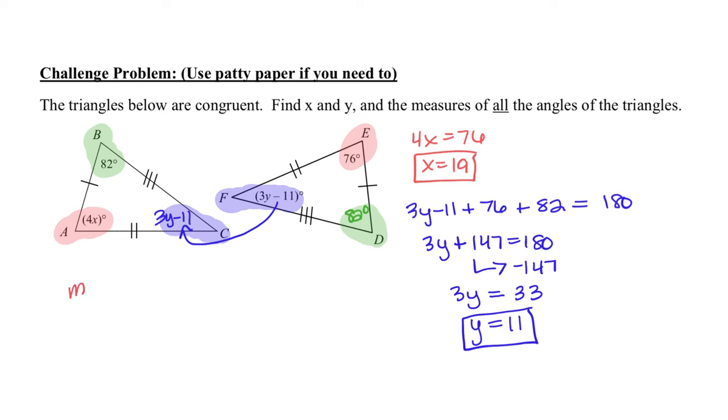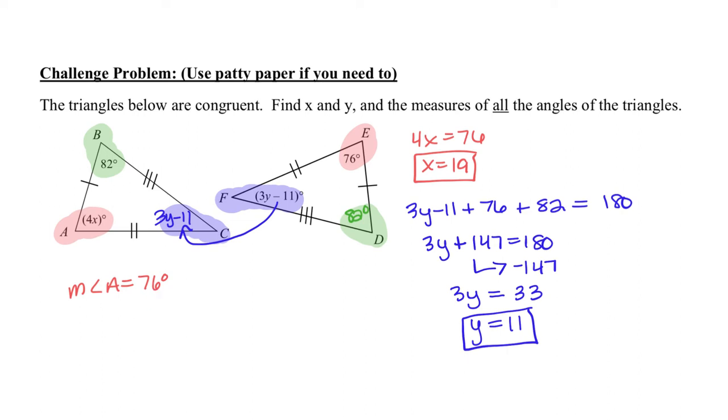So the measure of angle A is 4 times x. Well, that would be 4 times 19. So 4 times 19 is 76 degrees. We also knew that because 4x was equal to 76, so you didn't even have to substitute anything in. Since it's congruent to E, we just know that this is 76.